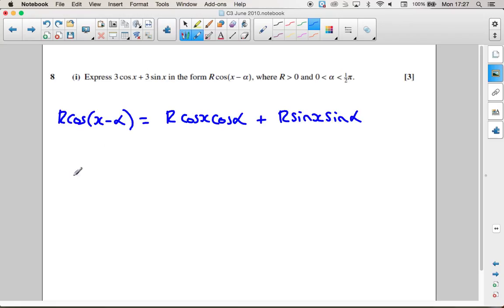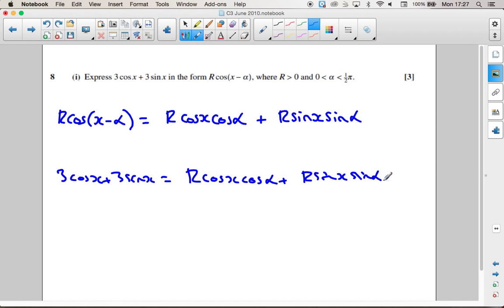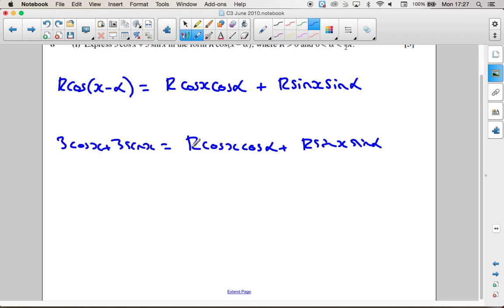Therefore, this 3 cos x plus 3 sine x can be rewritten as my new version here, r cos x cos alpha plus r sine x sine alpha. And our job is to work out what that r and that alpha is. And in order to do that, we're going to set x to be two different values. First value I'm going to set is x to be 0.